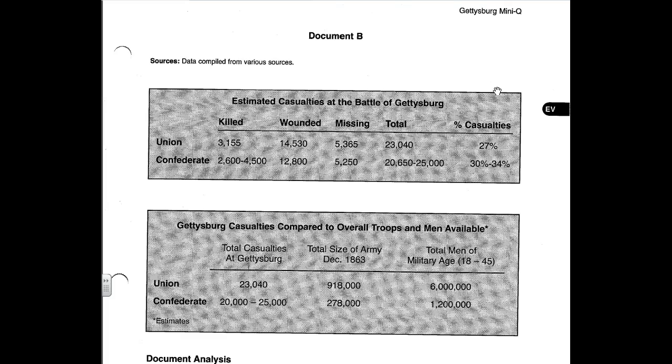Total Confederate casualties at Gettysburg have been estimated by some historians to be as great as 28,000. Now, if you look here at the estimated casualties according to this chart, it says the estimated Confederate casualties are 20 to 25,000. When Lee retreated, however, he was not able to take all of his wounded with him, nor was he able to bury all his dead. Confederate casualty numbers are less exact than Union numbers.